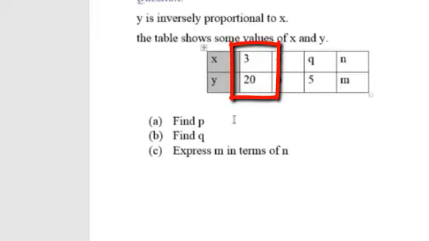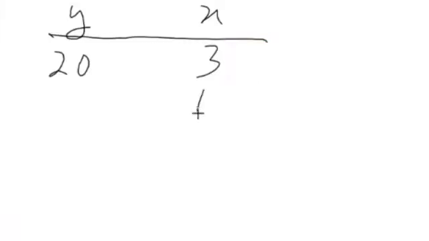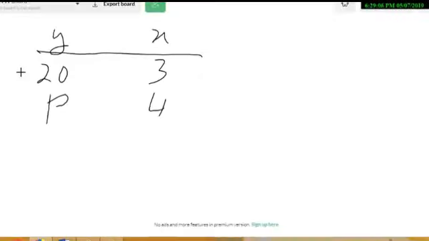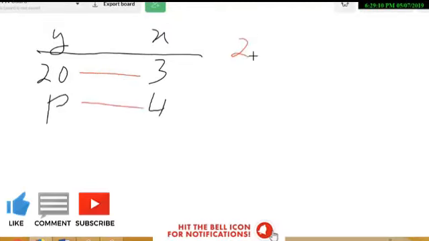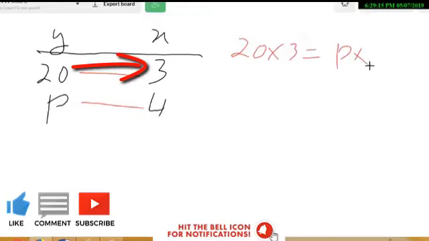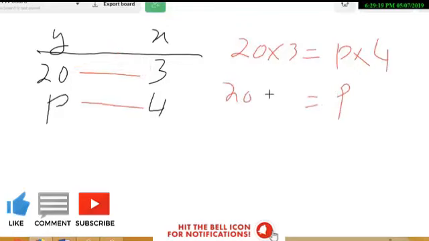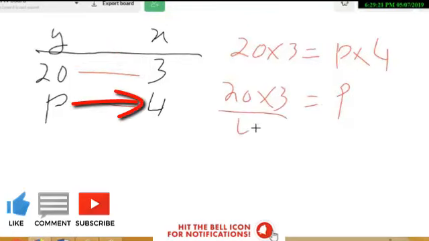In the second column, x is given but y is not given. In the third, x is not given, y is given. In the last one, both are not given. So I will use this first. X is 3 and y is 20. So x is 3 and y is 20. Now I will use the other column in which one thing is unknown. I will use this one first. Okay. So x is 4 and y is p. X is 4 and y is p.